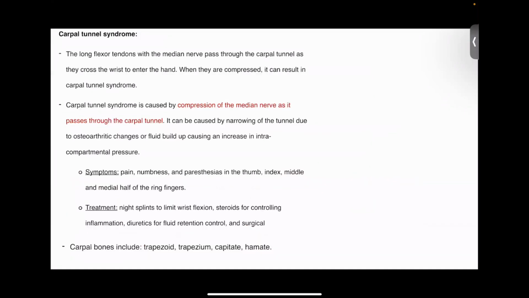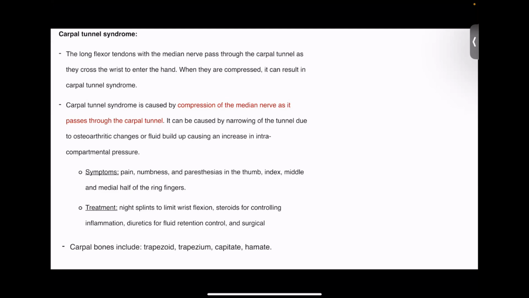And then we have, this is really important for your OSPE and for the MCQs, carpal tunnel syndrome. I'm pretty sure you've done it in anatomy. You know that there's a carpal tunnel, along which passes the median nerve. There could be any injury that would lead to the compression of median nerve. It can be caused by the narrowing of the tunnel due to osteoarthritic changes, or it could be a fluid buildup, that could lead to increased intracompartmental pressure, which could lead to the compression of median nerve.